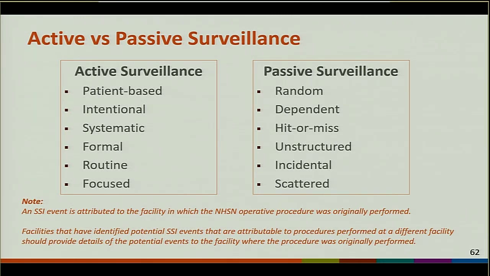An SSI event is attributed to the facility in which the NHSN operative procedure was originally performed. Facilities that have identified potential SSI events that are attributable to procedures performed at a different facility should provide details of the potential events to the facility where the procedure was originally performed.